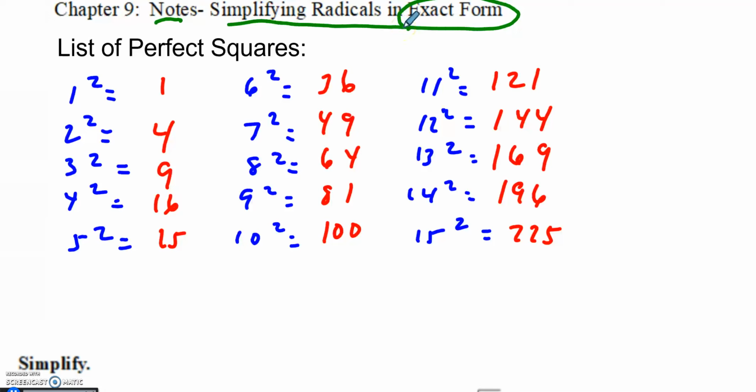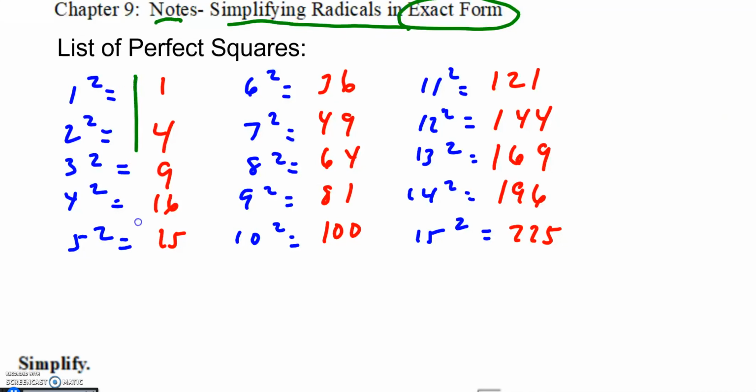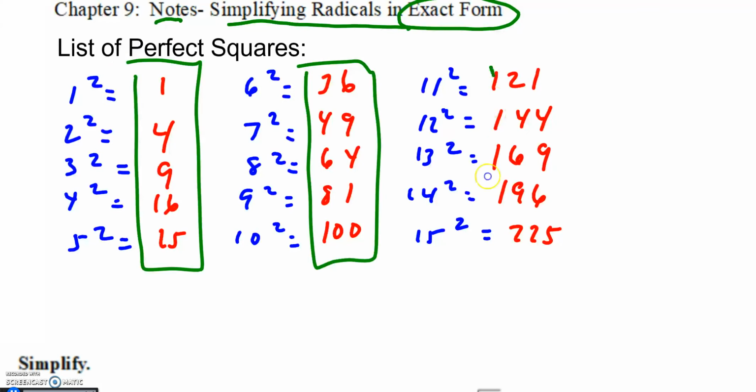What you're going to need first, before I get into what this skill is, I would like you to please pause the video and copy down this list of perfect squares. So please copy down all in the blue, like 1 squared, 2 squared, 3 squared, and please also copy down these lists here in red. These are the numbers here that are the important ones for this video. So please pause now and copy these down.